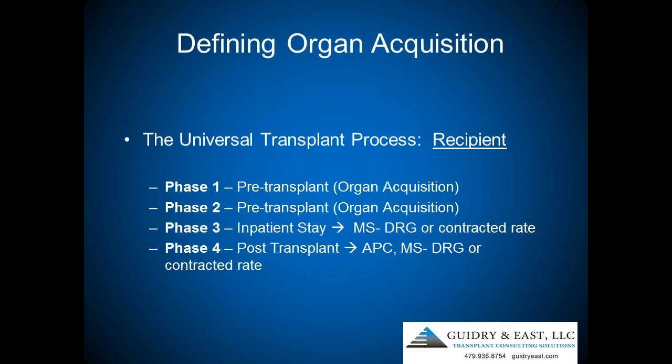As such, you can see that for a recipient, normally organ acquisition is acquired in phases 1 and 2. Phase 3, inpatient stay, is usually an MSDRG if it's a Medicare case, or it's a contracted rate if it's a non-Medicare case, commercial payer case. For phase 4, post-transplant and long-term post-transplant, you're looking at APCs for outpatient payments. If the patient ends up being readmitted to the hospital, it will be an MSDRG and or a contracted rate for commercial payers.